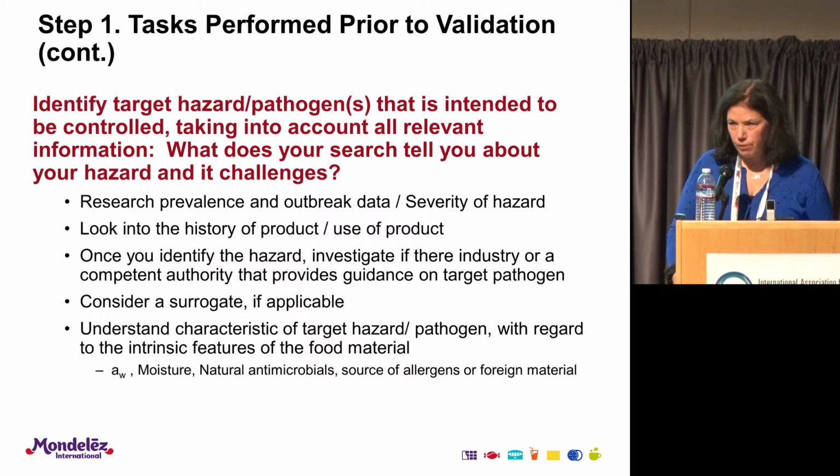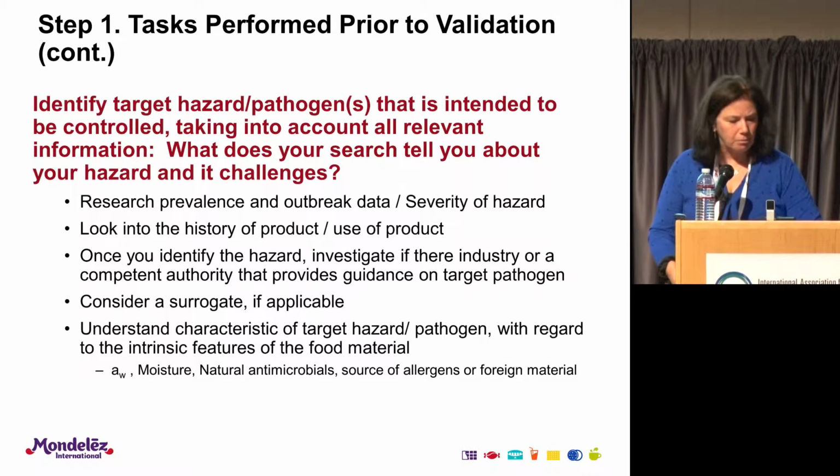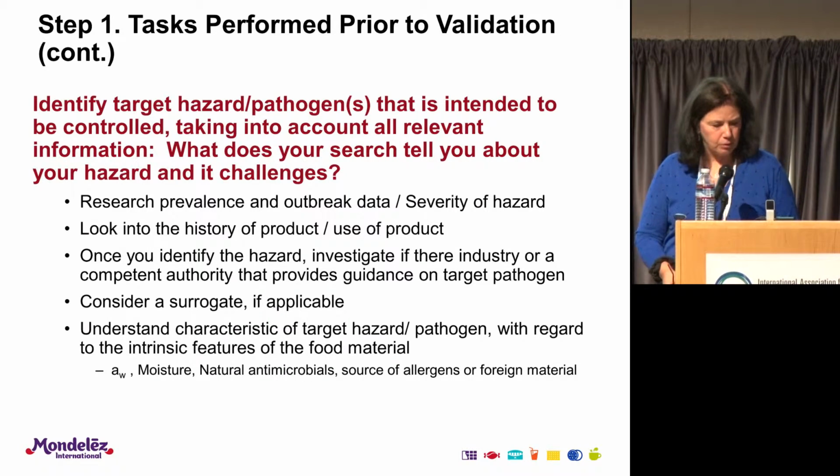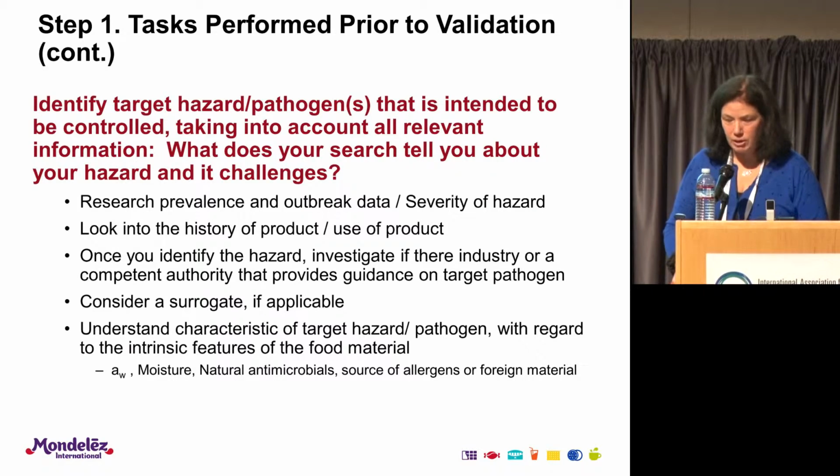And then once you identify your hazard through your research, you need to investigate if there's an industry or a competent authority that provides guidance on the target pathogen in your product. You can consider a surrogate if applicable, and I'll leave surrogates out of this presentation because Monica is going to get to that. You must understand the characteristics of target hazards and pathogens with regard to the intrinsic parameters of your specific food material. And that's water activity, natural antimicrobials, if you're looking for validation of allergens, source of allergens, or foreign material.